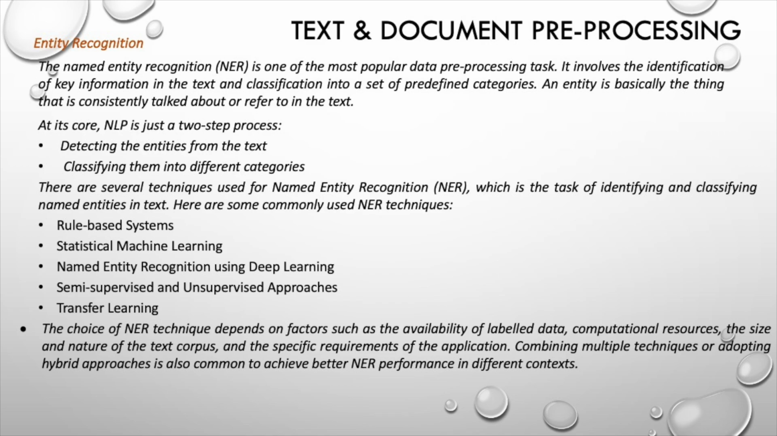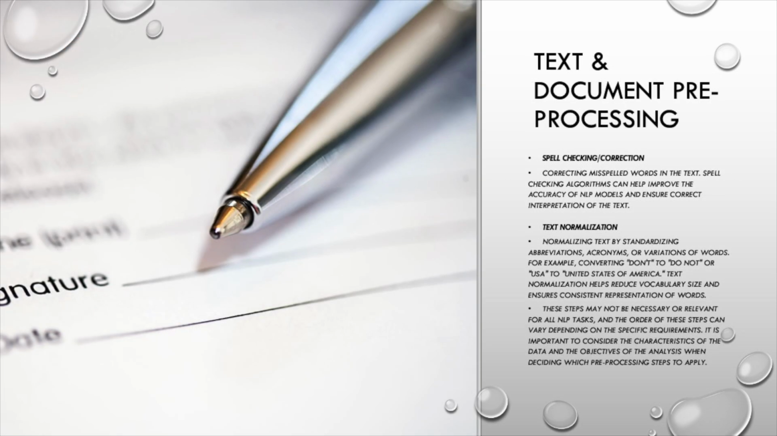Spell checking/correction. Correcting misspelled words in the text. Spell checking algorithms can help improve the accuracy of NLP models and ensure correct interpretation of the text. Text normalization. Normalizing text by standardizing abbreviations, acronyms, or variations of words. For example, converting "don't" to "do not" or "USA" to "United States of America". Text normalization helps reduce vocabulary size and ensures consistent representation of words.